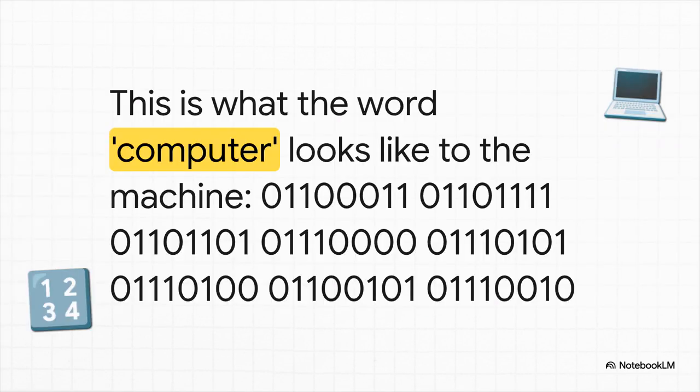And get this, this is what that secret language actually looks like. To you and me, it's the word computer, but to the machine, it's just this long string of ones and zeros. See how it's broken up? Each one of those 8-digit blocks is a single letter, translated perfectly. This is how the magic happens.